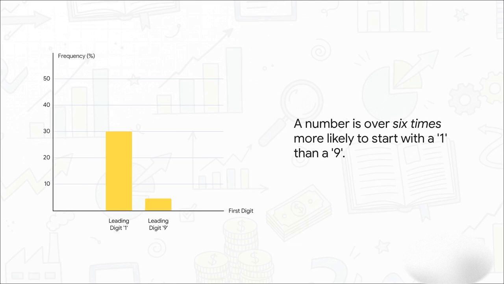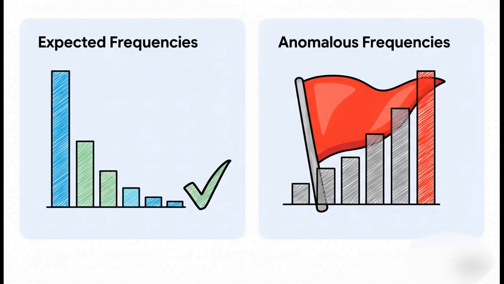It means numbers starting with 1 are more than 6 times more common than numbers starting with 9 in a natural data set. So here's the genius of it. When people just make up numbers, they don't follow this natural pattern. They spread the digits out more evenly. So, if an auditor runs a company's data through a Benford's test and sees a huge, unnatural spike in numbers that start with, say, an 8 or a 9, that's a massive red flag. It suggests that someone might be fabricating or manipulating amounts.